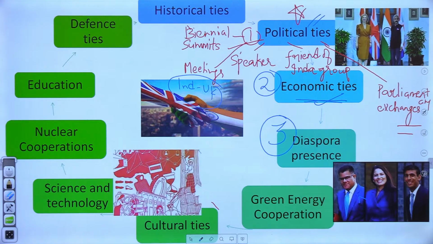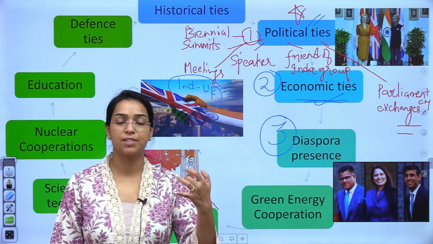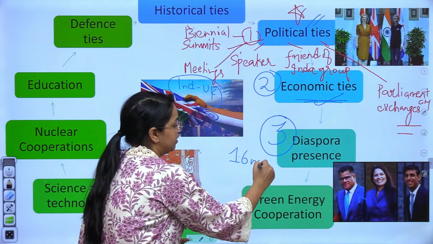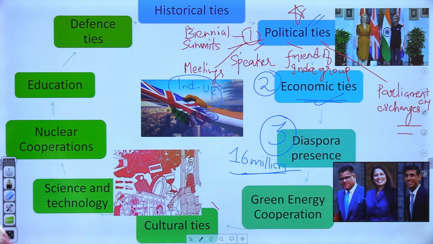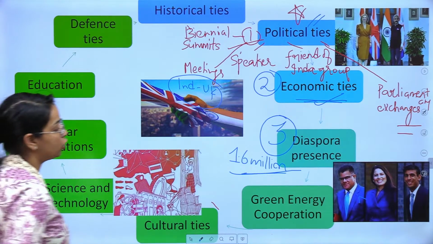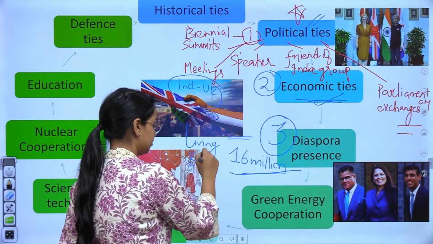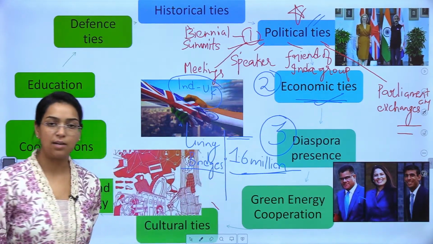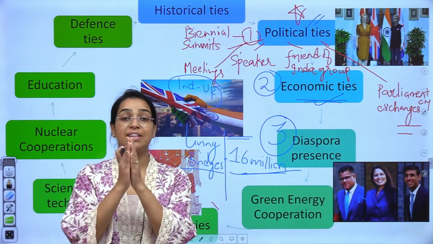Indians are present in UK in all the sectors, in all the forms. They are going for education, employment, setting up businesses, right? In that way, a 1.6 million strong diaspora is present in UK from India. ठीक है? They are also referred to as the living bridges by the Indian Prime Minister. जो diaspora है, they link, they bridge the relationship. UK और India के बीच में they act as a bridge.